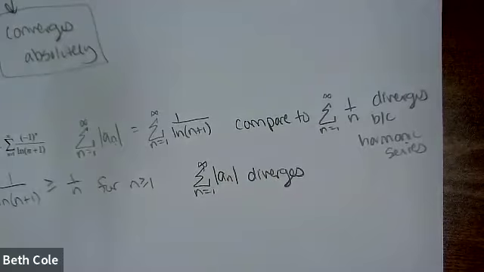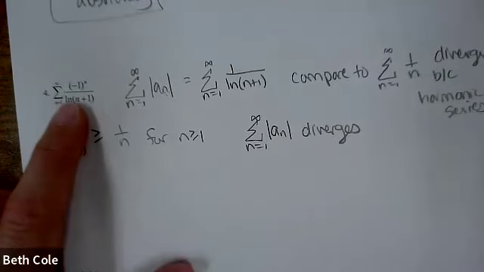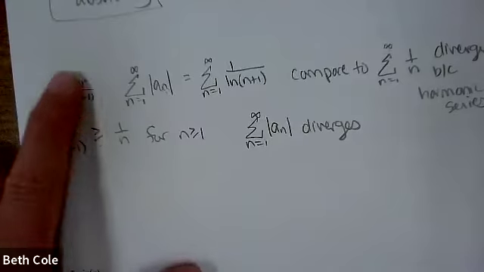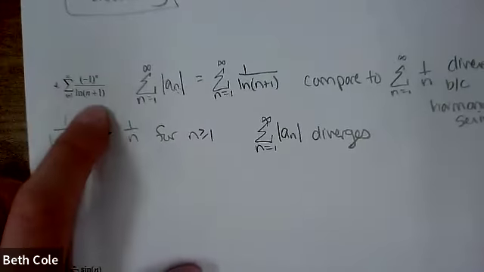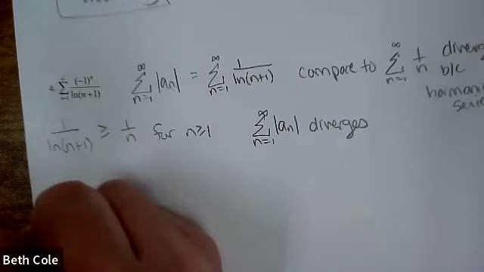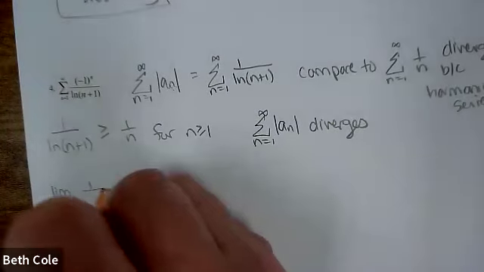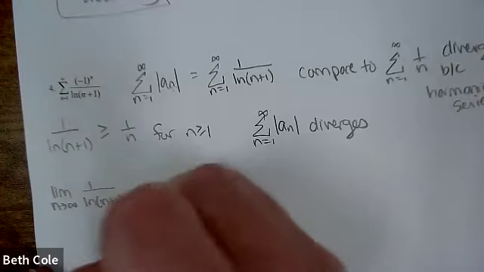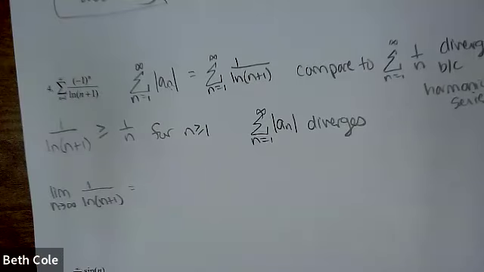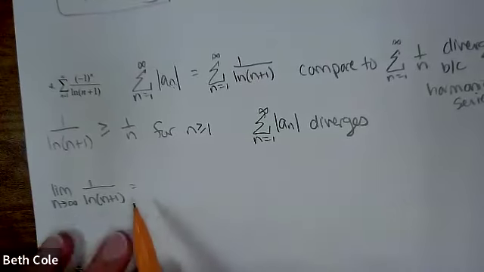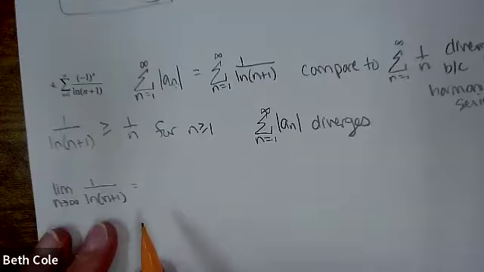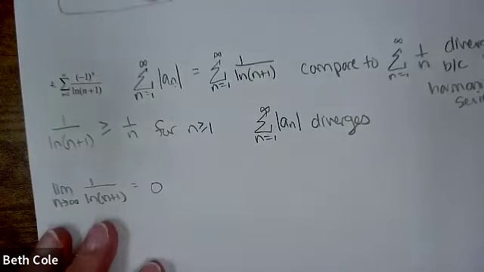So we're not done. Because if the absolute value diverges, what do we still have to test? If the original one converges. So what test would you want to do for this original one? Good, alternating series test. So that starts with the limit of this. And where is that limit going to go? Hey, try to focus. 0, which is good.